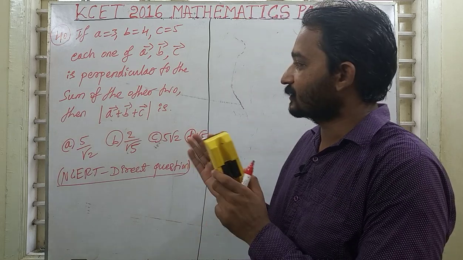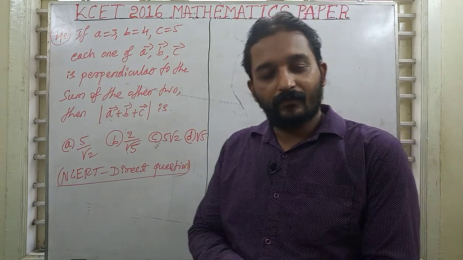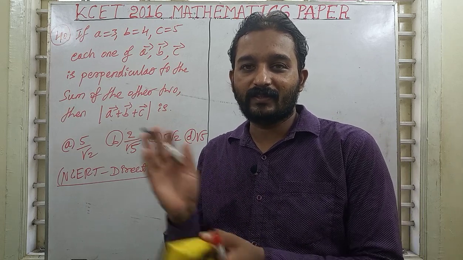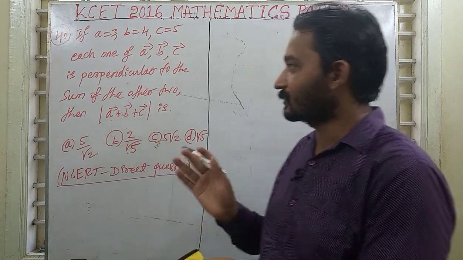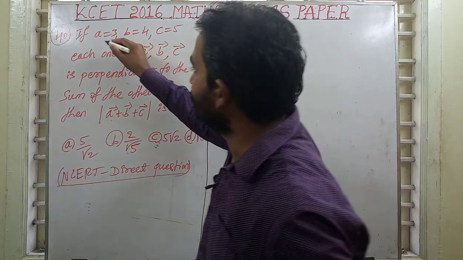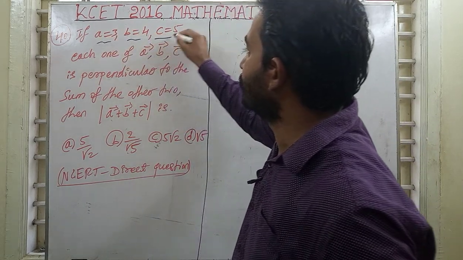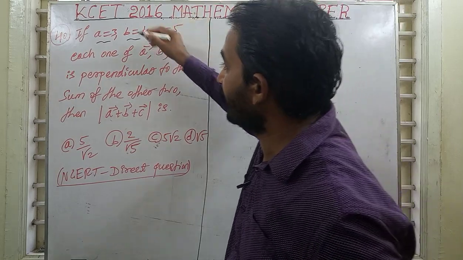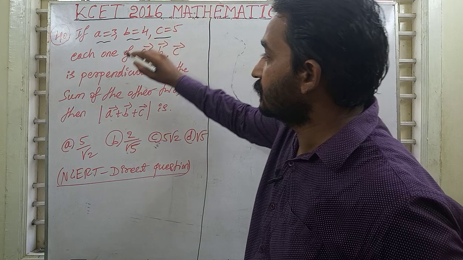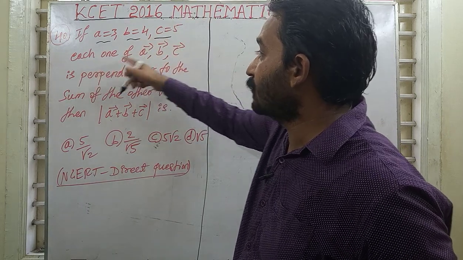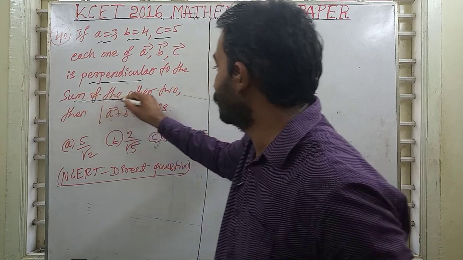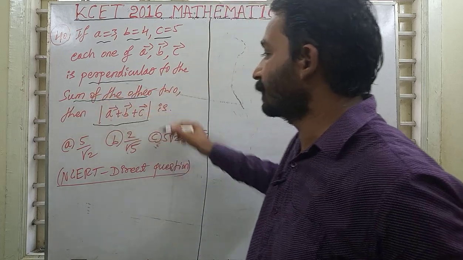Once again this question is based on the chapter Vectors. Usually they ask 4 to 5 questions on this chapter in KCET. This is the last question in this case. So let us see the question. If magnitude of vector A is 3, magnitude of vector B is 4, magnitude of vector C is 5, and each one of A, B, C is perpendicular to the sum of the other two, then find the magnitude of A plus B plus C.